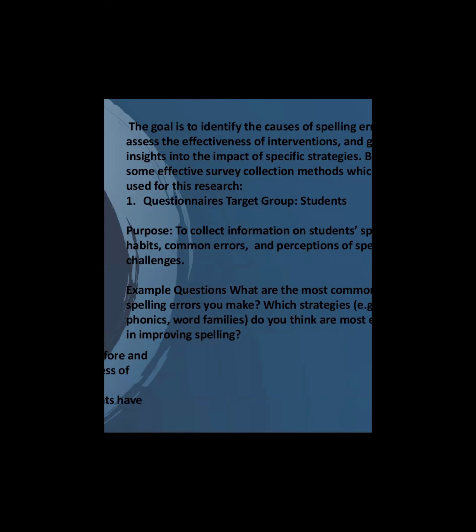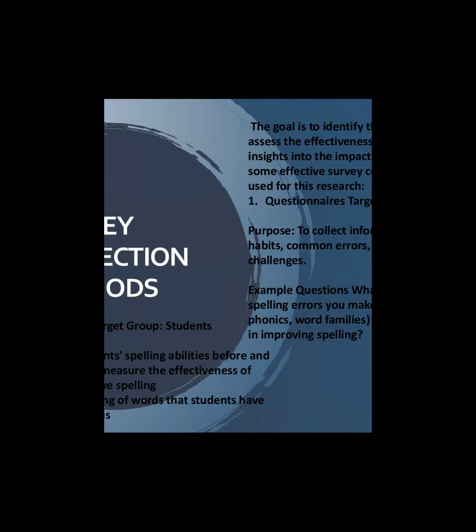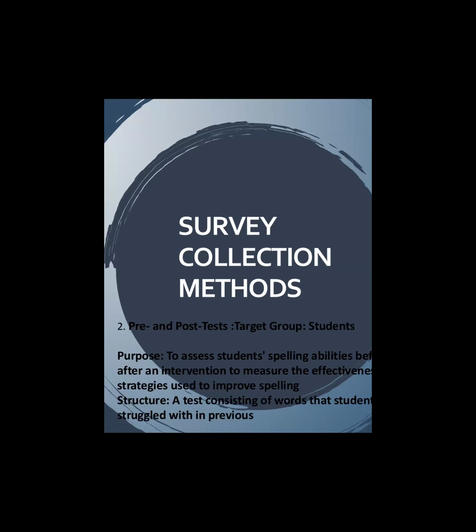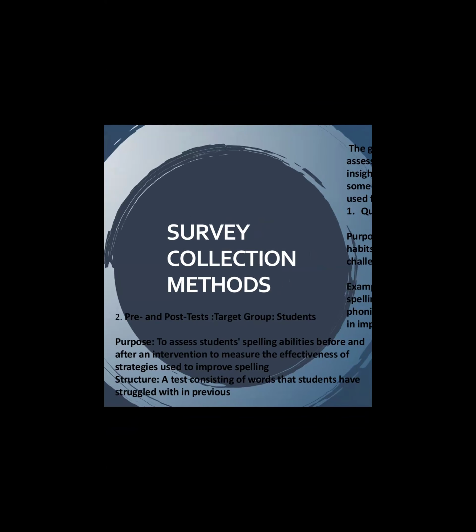Example, a question about what are the most common types of spelling errors you make? Example, which strategies, phonics, word families, do you think are most effective in improving spelling? Such kind of questions. Also, the pre and post test, target group students. Purpose: to assess students' spelling abilities before and after an intervention to measure the effectiveness of strategies used to improve spelling. A test consisting of words that students have struggled with previously.